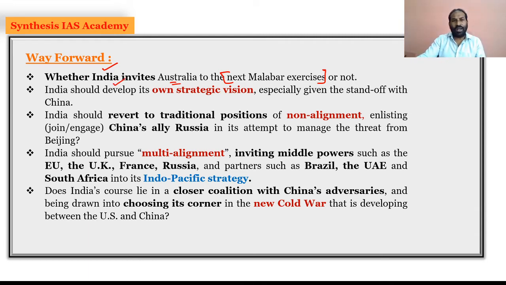Another measure of the way forward is that India should develop its own strategic vision, because it actually wants its own strategic autonomy. It wants to counter China in the Indo-Pacific or Indian Ocean. So definitely India has to develop its own strategic vision, especially given the standoff or face-off with China. And India should revert to its traditional position. First is the Malabar exercise, second is to have its own strategic vision, and the third one is to go back to the traditional position of non-alignment.